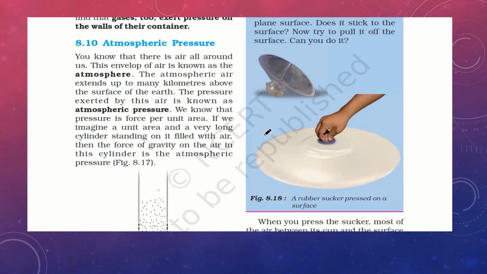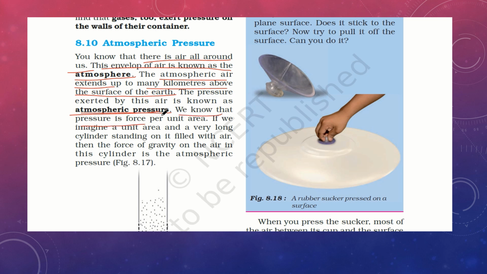Now we are here with atmospheric pressure. So what is atmospheric pressure? You all know that there is air all around us. This envelope of air is known as the atmosphere. The atmospheric air extends up to many kilometers above the surface of the earth. We have studied in previous classes that there is a layer of air around us extending several kilometers, which is divided into several layers: stratosphere, ozonosphere. The pressure exerted by this air is known as atmospheric pressure. So the pressure which the atmosphere applies on us is the atmospheric pressure.